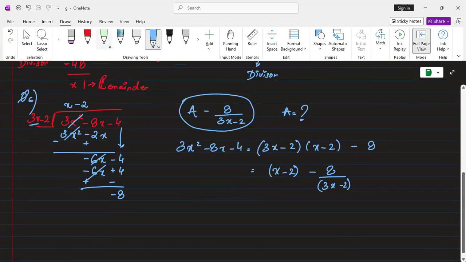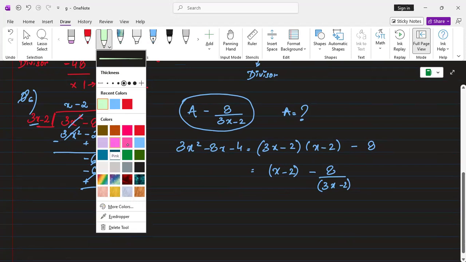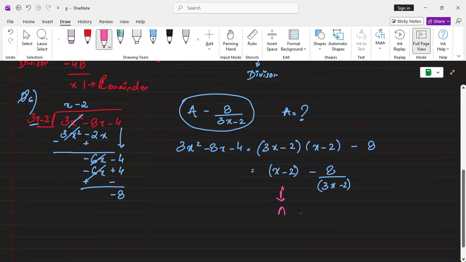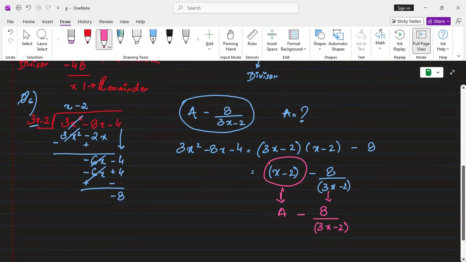So this was a minus 8 over 3x minus 2, है ना. So a is actually x minus 2 as an answer. That's it. So this is how you're going to simply represent your equation, जहाँ पे आपका जो quotient है वो आपके डिवाइडर से मल्टीप्लाई करके माइनस रिमाइंडर होता है या प्लस रिमाइंडर होता है, जो भी आपका रिमाइंडर आ रहा है, और उसके रिस्पेक्ट से आप उसे लिख सकते हो.